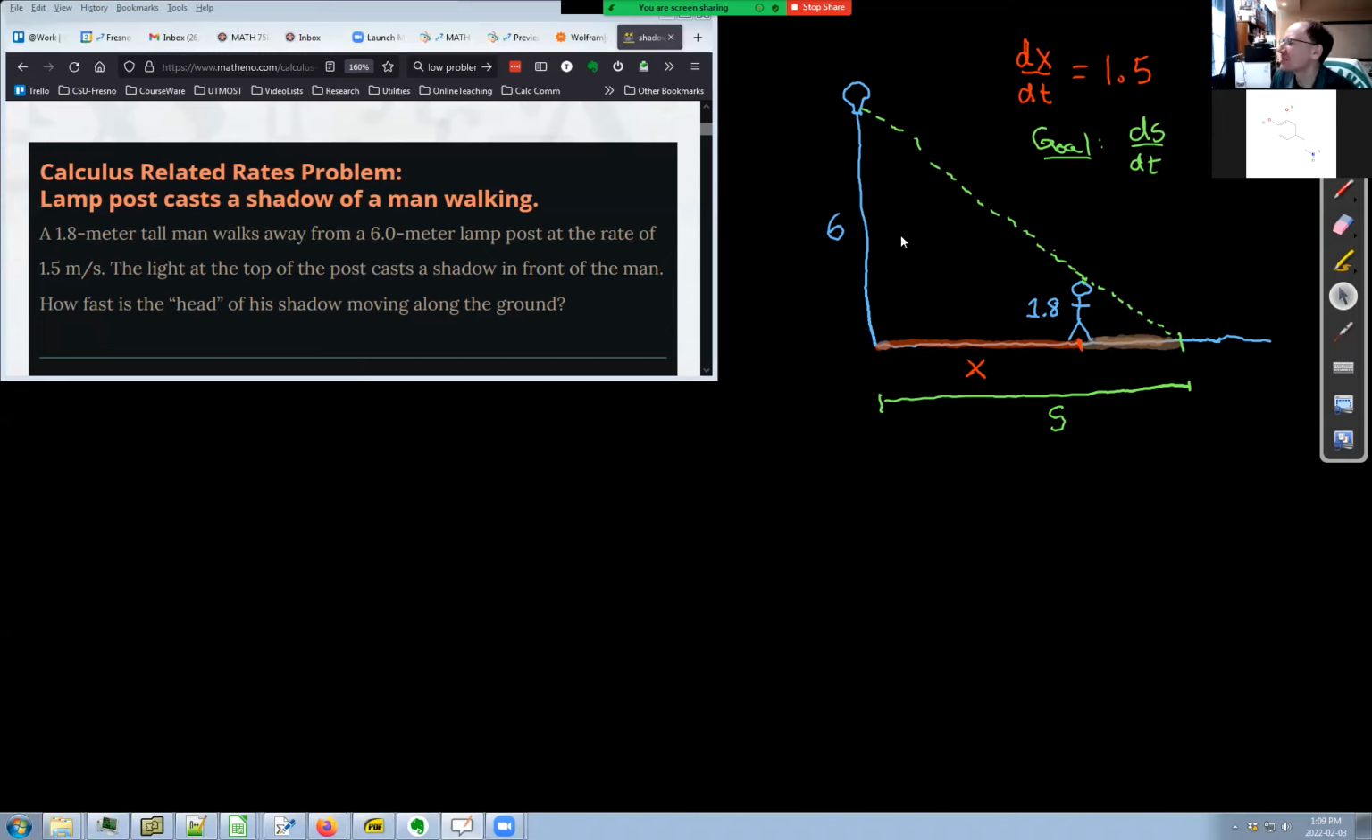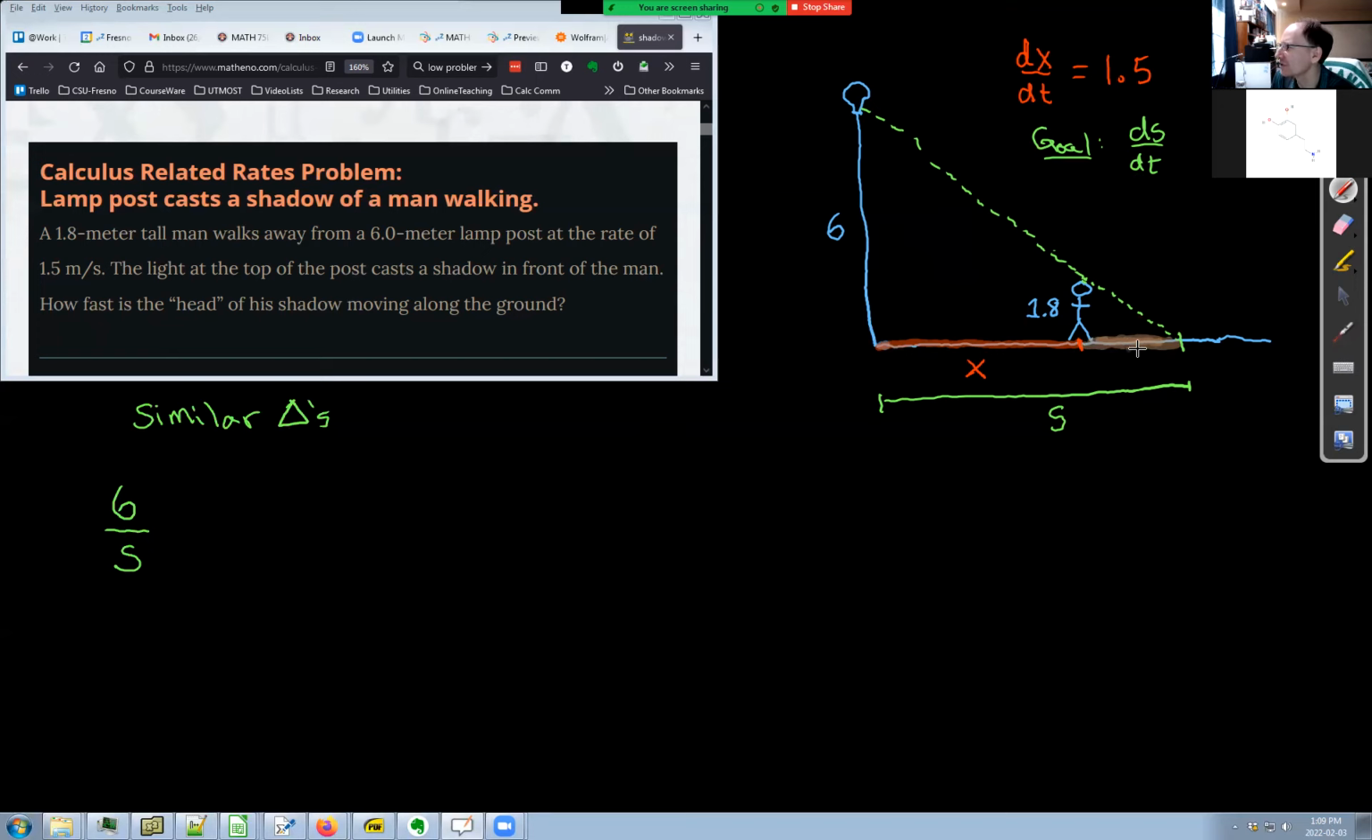So since we have similar triangles, we know that the ratios of corresponding sides have to be the same. Let's write down what that means. The vertical side of the big triangle is 6, and the horizontal side of the big triangle is S. So that's the ratio of the two sides of the big triangle.